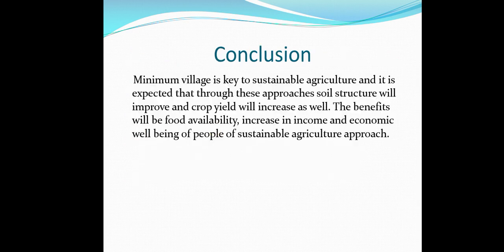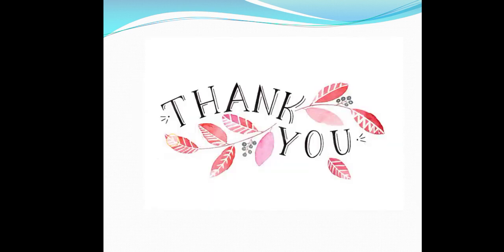Next, conclusion. Organic farming is key to sustainable agriculture, and it is expected that through this approach soil structure and strength will improve and crops will increase as well. The benefits will be food availability, increased income and economic well-being of people, and a sustainable agricultural approach.